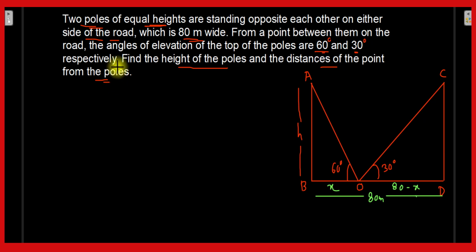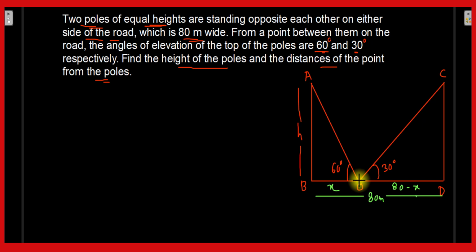Now friends, in the question it is given that there are two poles of equal heights. So let AB and CD be the two poles of equal heights, whose height we are assuming as h meter. In between these 2 points there is a road, and these 2 poles are standing exactly on the opposite sides of the road. So BD is the width of the road and AB and CD are the 2 poles of height h. And from a point on the road somewhere else, let that point be O.